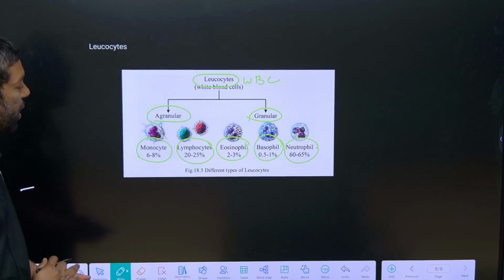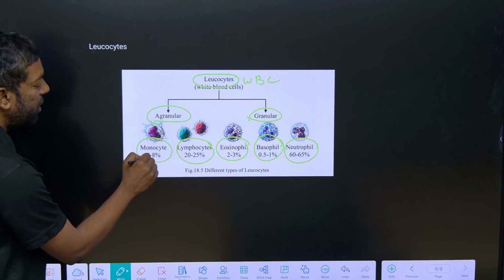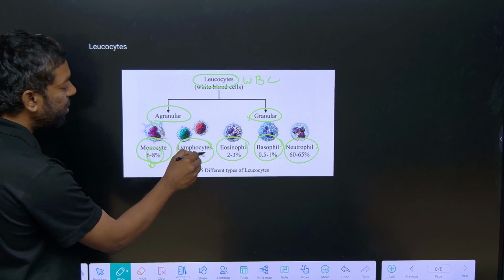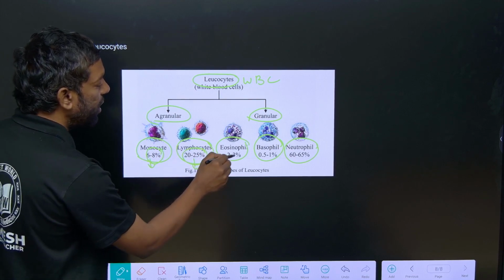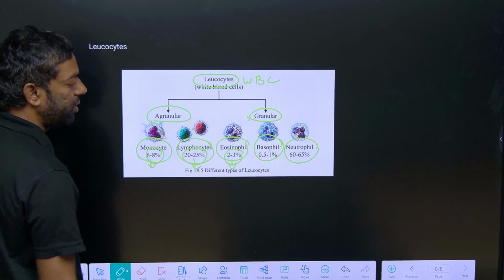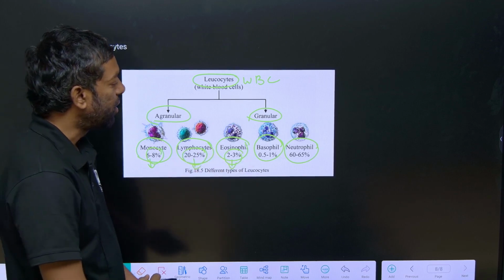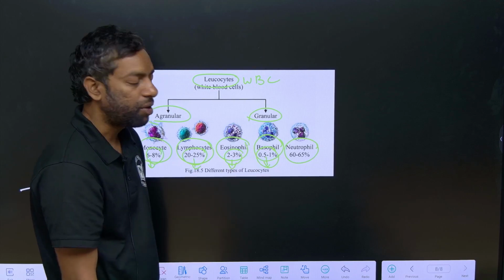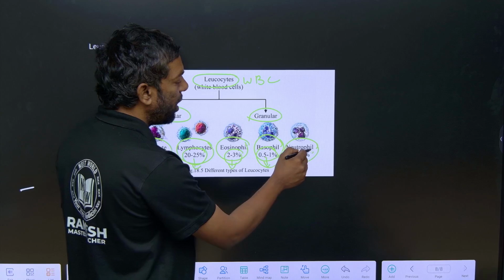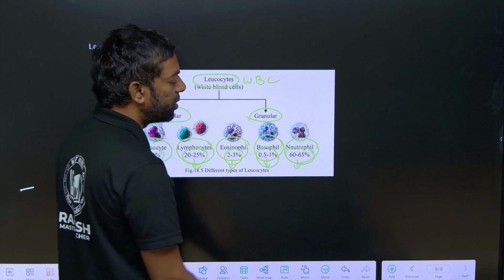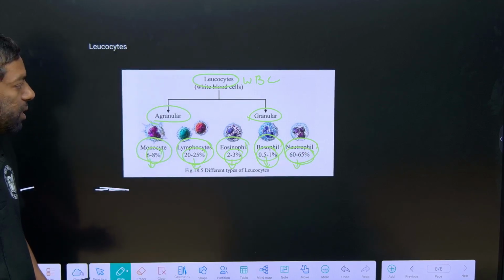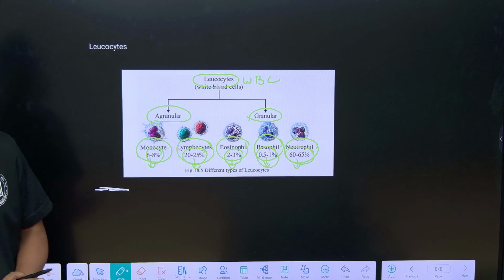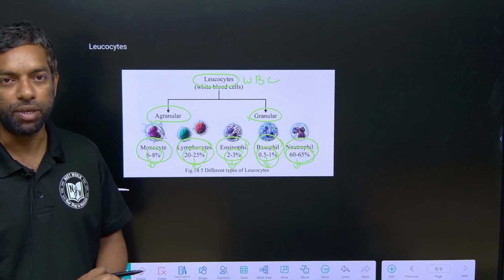Among agranulocytes, monocytes are 6 to 8%, lymphocytes are 20%, and eosinophils 2 to 3%. Among granulocytes, basophils are a very low ratio, 0.5 to 1%, and neutrophils are very high, 60 to 65%. This is all about the blood. We are going to have a detailed discussion about RBC and WBC in the next class.